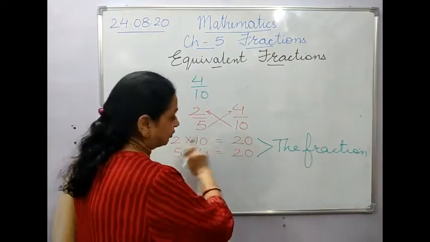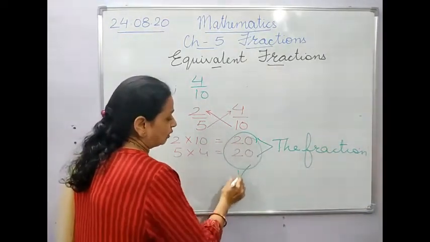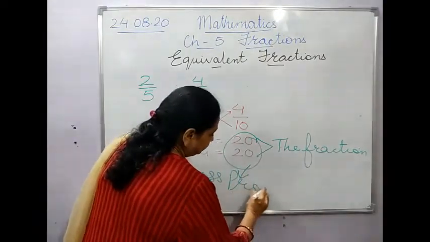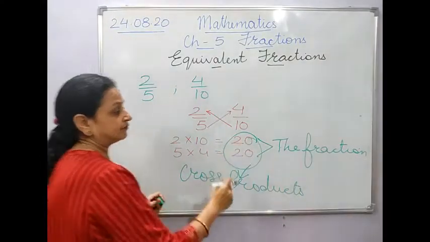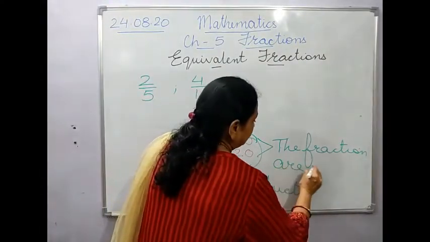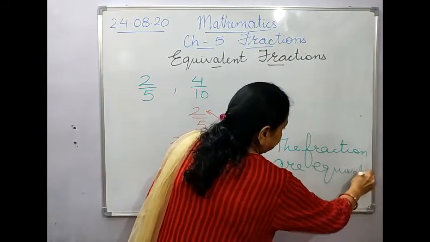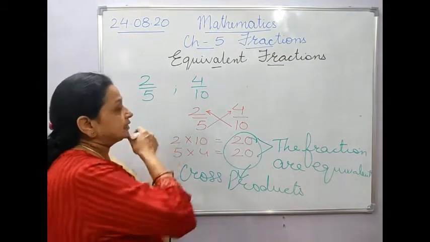Why? Because the cross products are same. These are called as cross products. What are they called as? Cross products. Okay? If the cross products are same, the fractions are equivalent. Clear? Okay, now I take another example.